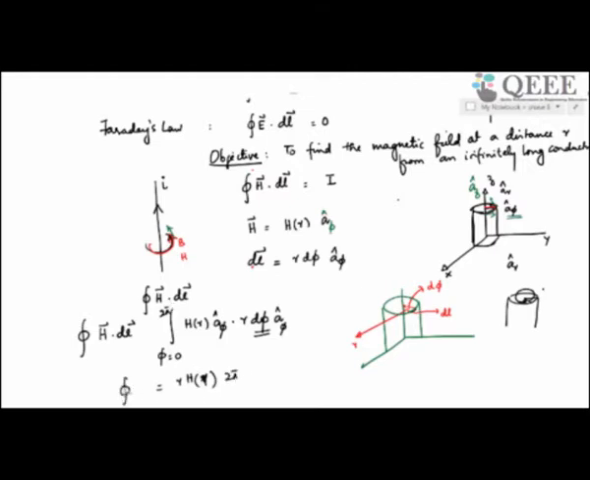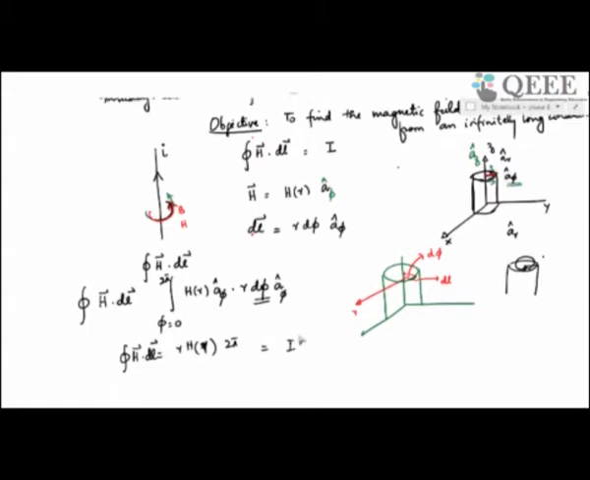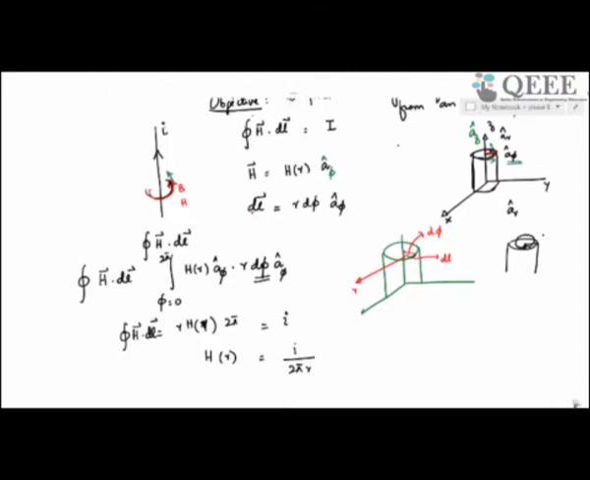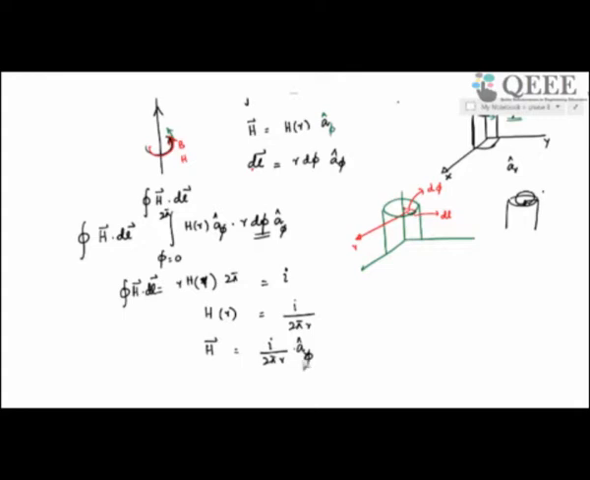This is the left hand side, integral H dot DL. And the right hand side is I, the current enclosed. Now the current enclosed I've represented with small letter I in this case. So my H R is I divided by 2 pi r, and my total H is I divided by 2 pi r, which is magnitude of this in the A phi direction.